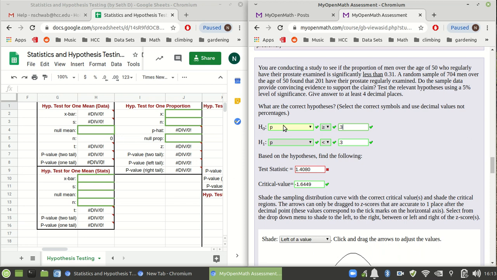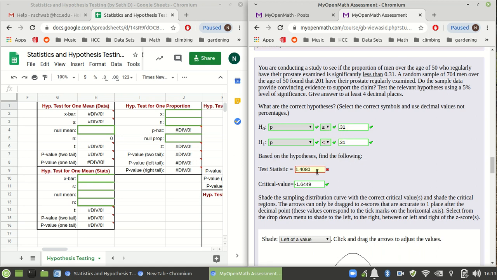So here, p is greater than or equal to 0.31. We want to see if it's less than, right? So that's why we've got less than here. That looks good. This could be 0.31 here also. I guess the computer let you get away with 0.3. Well, that's fine, but it should be 0.31.